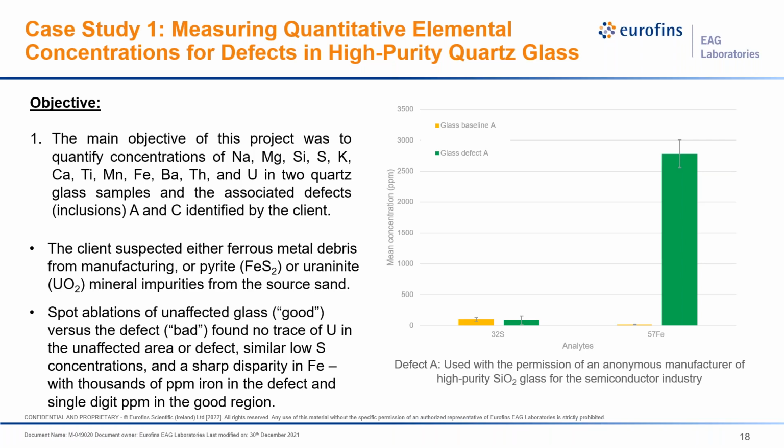Now, if pyrite was the source of this defect, we would expect to find way more sulfur in the defect versus the unaffected area. So these results excluded both potential contaminants from the source quartz sand and helped the client narrow the possibilities down to debris from the production process.